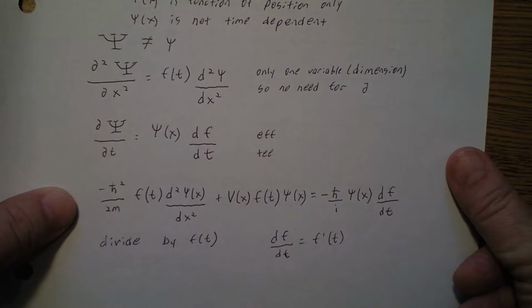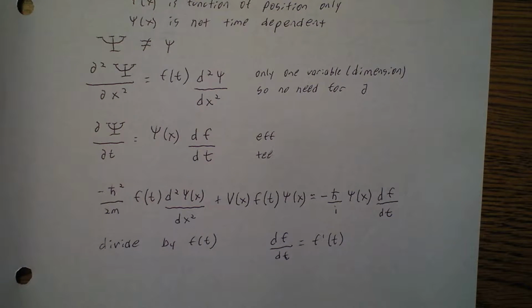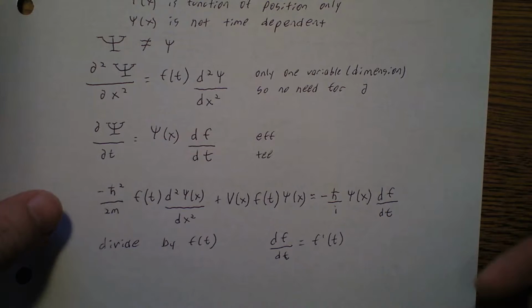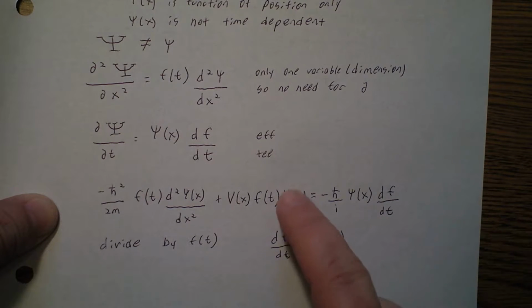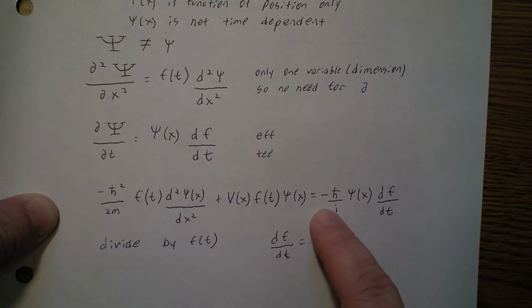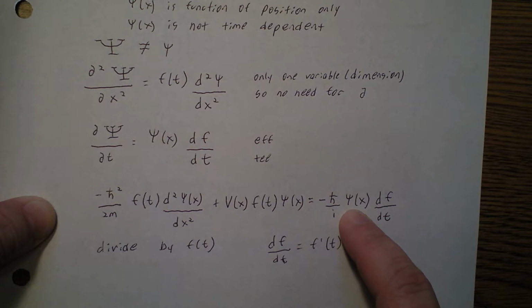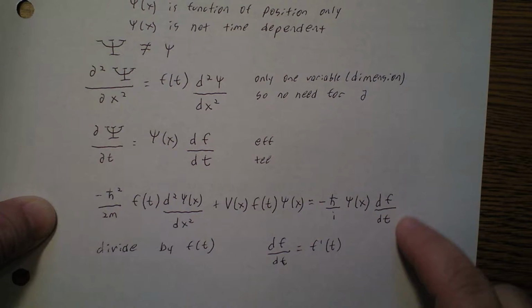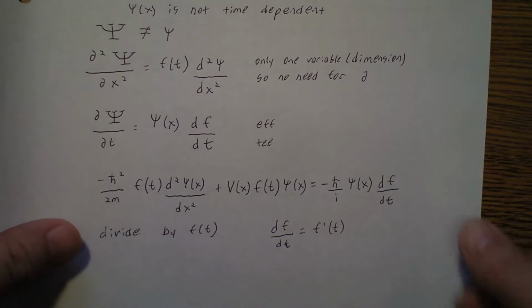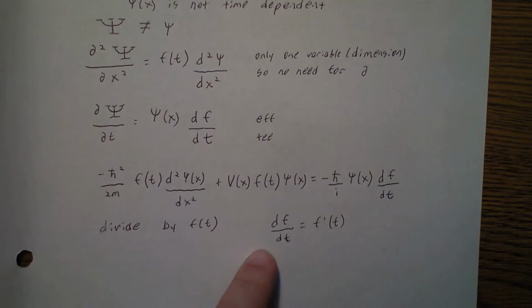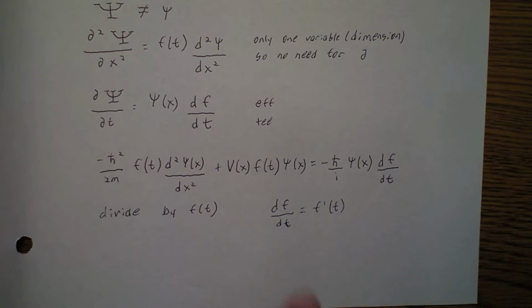So we get minus h bar squared over 2m times this function of time times the second derivative of psi with respect to x, plus the potential energy as a function of x times the function of time times this independent psi of x, is equal to minus h bar over i times psi of x times the derivative of f with respect to t. So we're going to divide by f of t. So we get derivative of f with respect to t is equal to f prime of t.